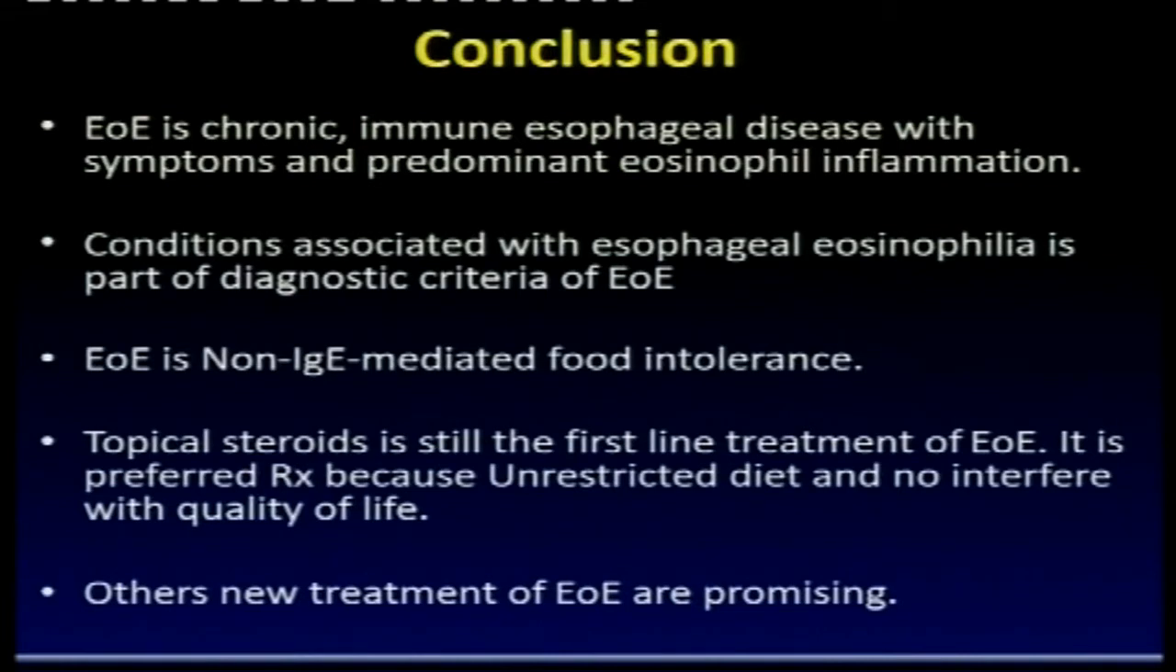My conclusion is that eosinophilic esophagitis is an immune esophageal disorder with symptoms and predominant eosinophil inflammation. The conditions associated with esophageal eosinophilia are part of the diagnostic criteria. We should exclude non-EoE causes, and we have enough data that eosinophilic esophagitis is a non-IgE mediated disorder, a food intolerance, and topical steroid is still the first line of treatment. We prefer it because patients are not restricted and it doesn't interfere with quality of life, and other new treatments of eosinophilic esophagitis are promising.